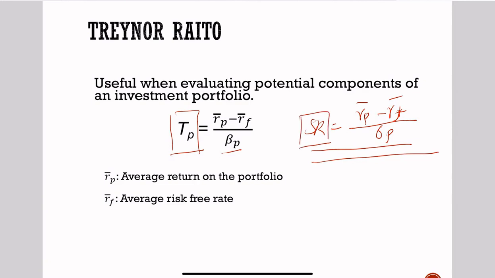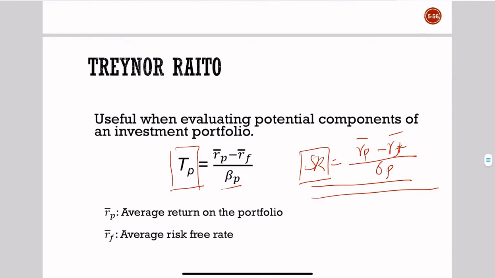Now you might wonder, hey, when should I care about both risks? That is, when should I care about both systematic and non-systematic risk? When should I only care about systematic risk? Well, it really depends on what you're trying to do here, right?